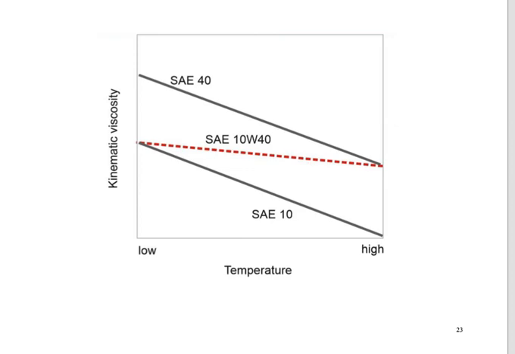So this is the relation for SAE 10W40. We found that at low temperature, the kinematic viscosity is here. Then at high temperature here, the kinematic viscosity is reduced, but the difference is not so obvious. So this is important to make sure that the engine could work properly with good lubrication all the time.